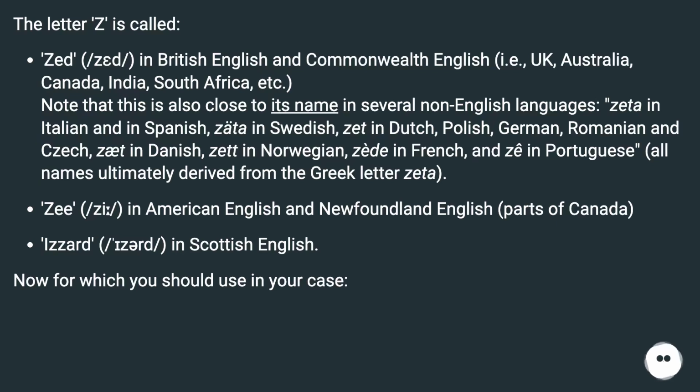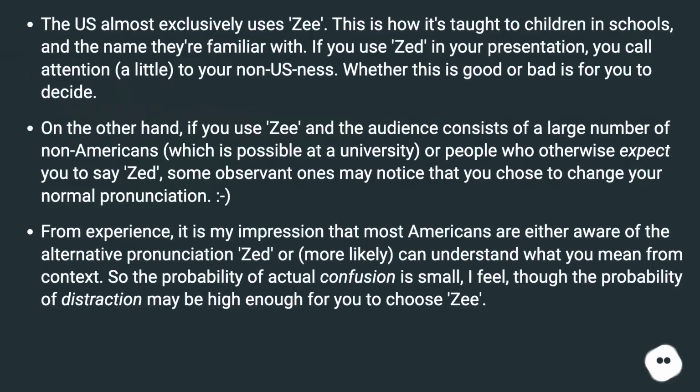Z in American English and Newfoundland English, parts of Canada. Izzard in Scottish English. Now for which you should use in your case. The US almost exclusively uses Z. This is how it's taught to children in schools, and the name they're familiar with.